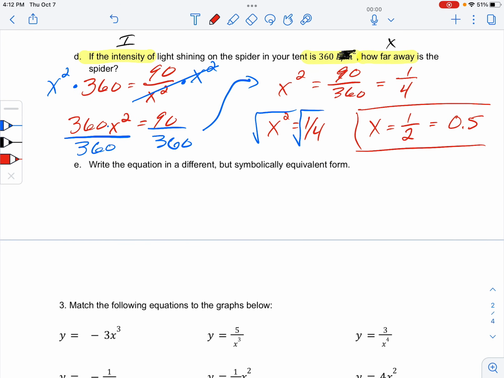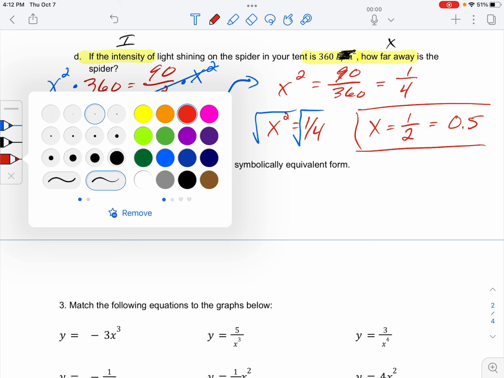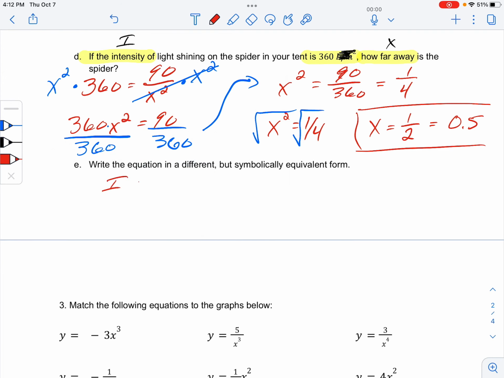Finally, there are a number of ways we could rearrange this. So we'll go with our original equation, I equals 90 over x squared. I would probably just multiply both sides by x squared to make this look different. That way these will cancel out. My new equation would be I x squared equals 90. And again, we haven't changed the meaning of anything, but I have created another equation that means the same thing and just looks different.